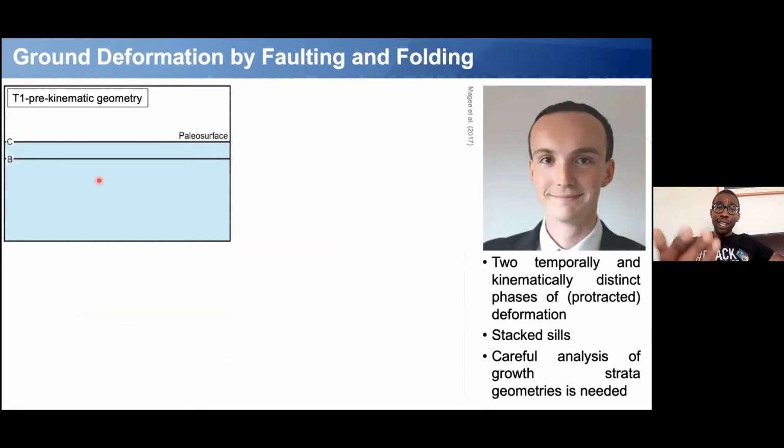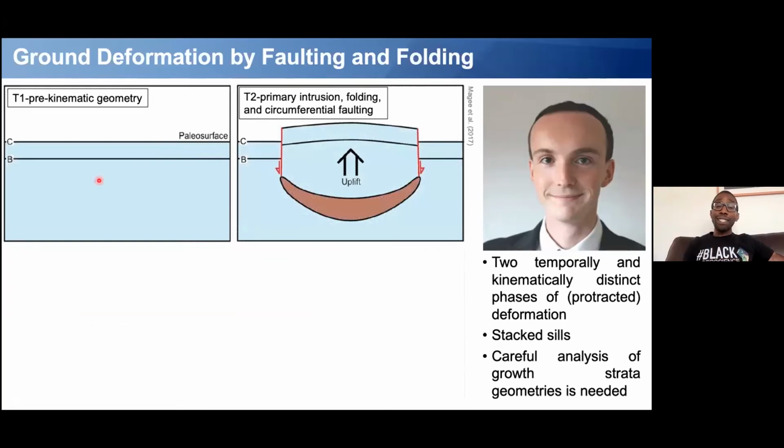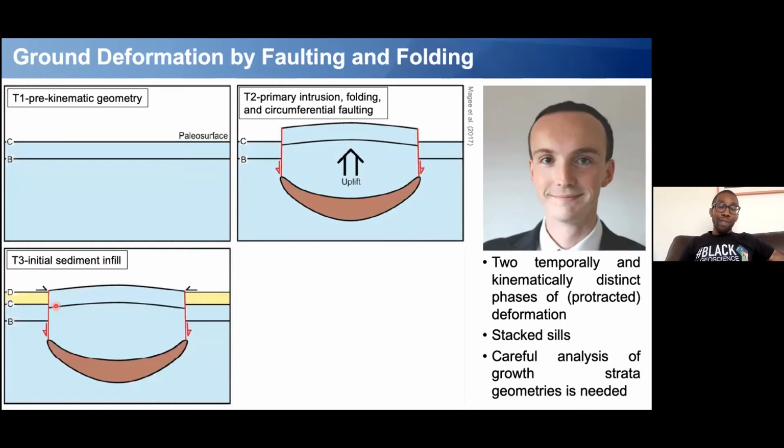example. Here we have the pre-kinematic setup. We emplace a sill in here, or a sill complex, which is predominantly almost piston driven. There's a minor amount of folding, but there is basically brittle deformation. We have a piston-like uplift of the overburden. We then have that recorded by that package C to D, which is thickening across the fault, but doesn't actually make it across the crest of the fold.